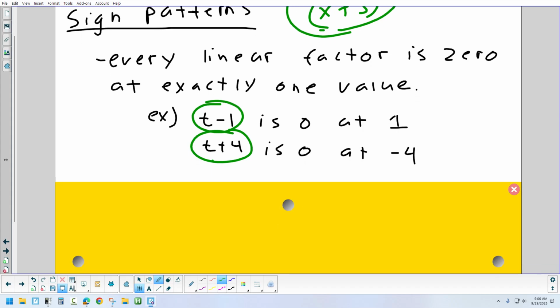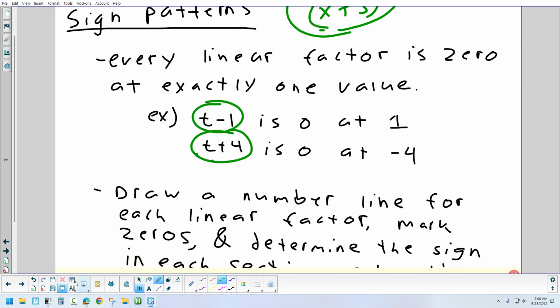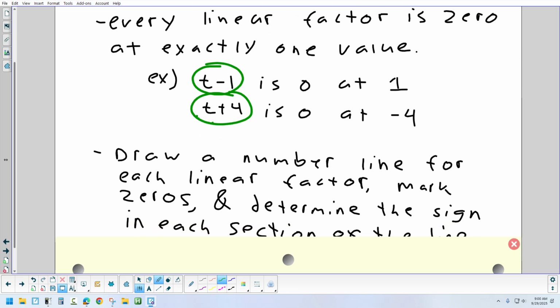So what we'll do is, once we figured out the root, or the 0, for our linear factor, then we're going to graph that on a number line. When we put it on a number line, we're going to mark the number that gives us 0. So like if I was going to do this one, mark the zero, -4, and then label each section of the number line. There's 2 sections, one to the left, one to the right.